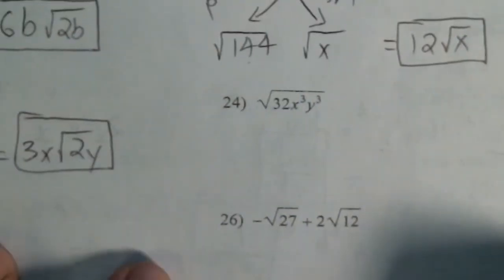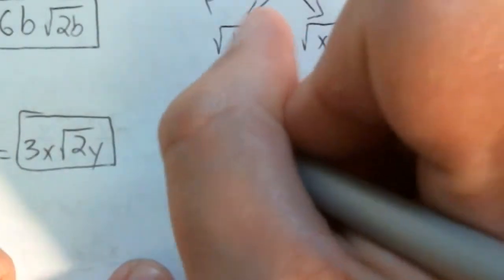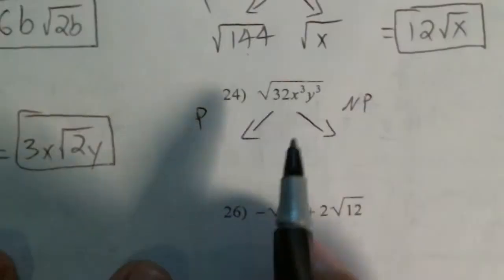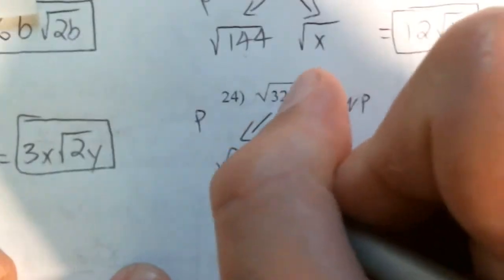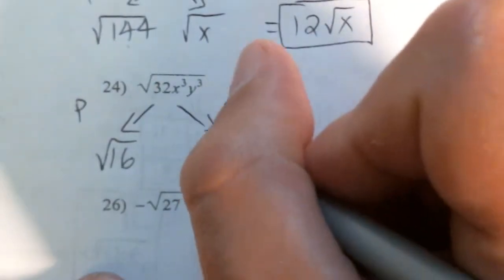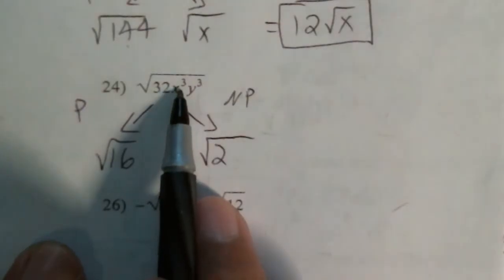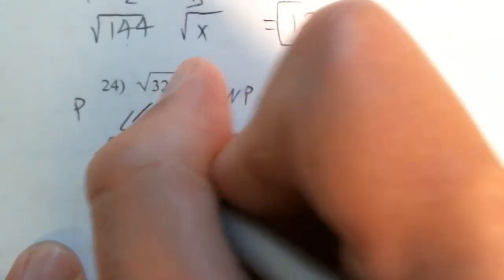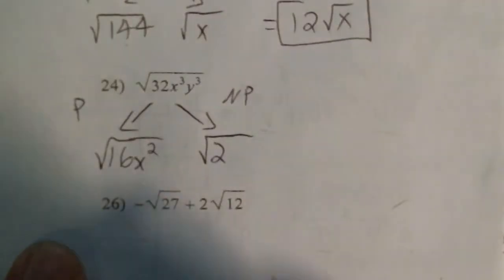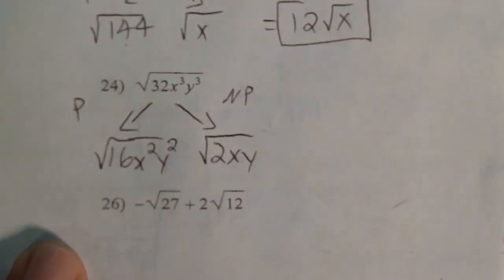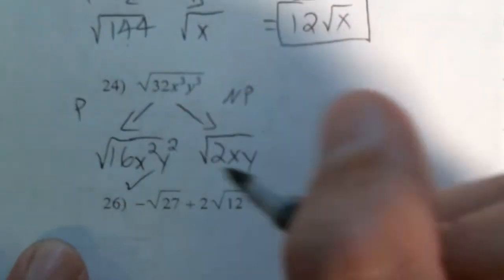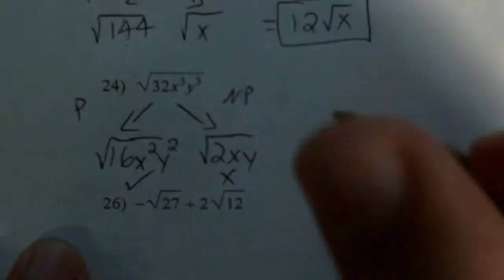Okay, 32x cubed y cubed. Perfect, non-perfect. What's the highest of those perfect squares that go into 32? 16 goes in twice. So 16 goes in perfect, and the 2 goes in the garbage. X cubed, I have to drop that down 1, so x squared goes in the perfect side, which means a leftover x goes in the garbage can on the non-perfect side. Same thing with the y's. Drop that down to a y squared, throw a single y in the garbage can. I can simplify that. I cannot simplify that.